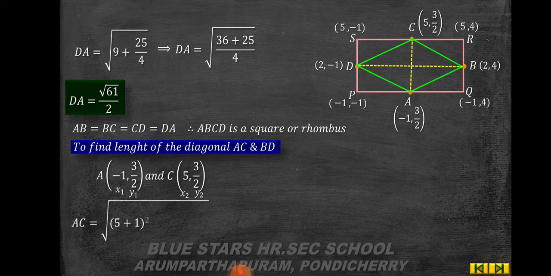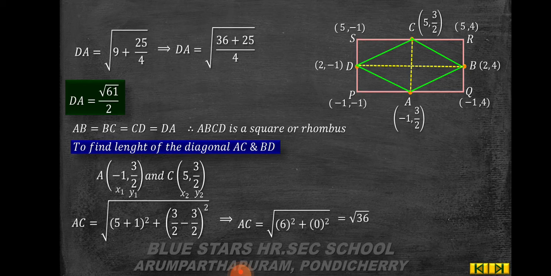So AC is equal to root of (5 minus of minus is plus 1) the whole square plus (3 by 2 minus 3 by 2) the whole square, which is equal to root of 6 the whole square plus 0 square. Root of 36 is nothing but 6. Therefore, the diagonal AC is equal to 6.